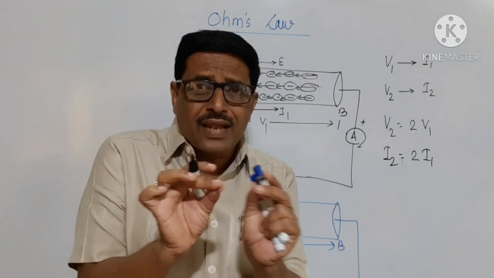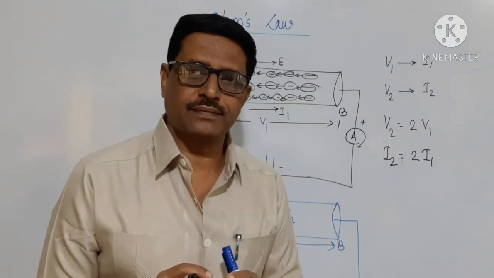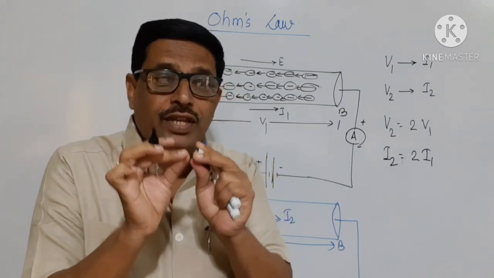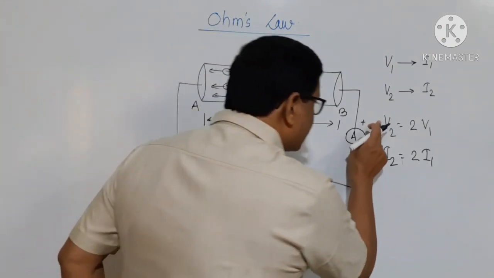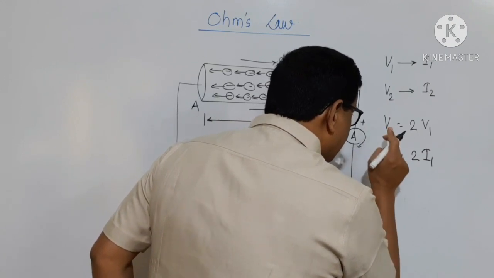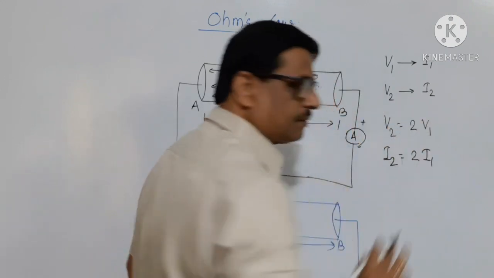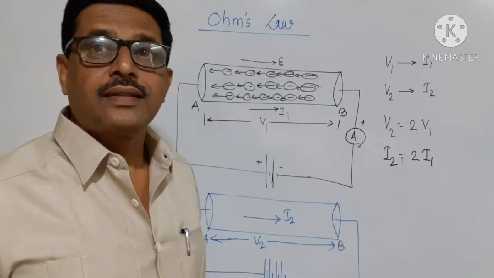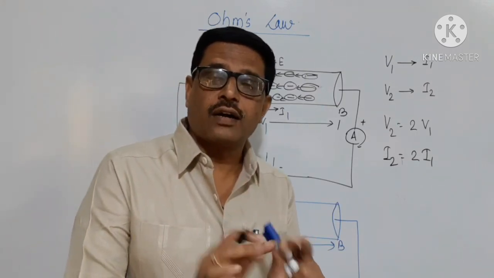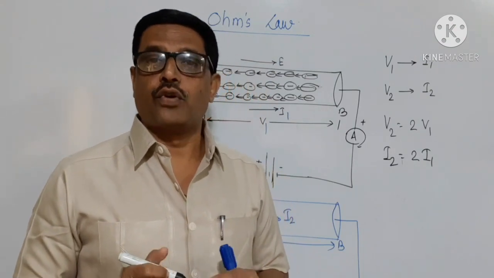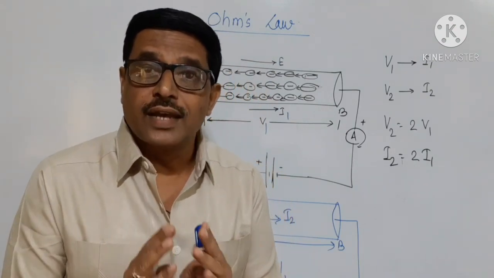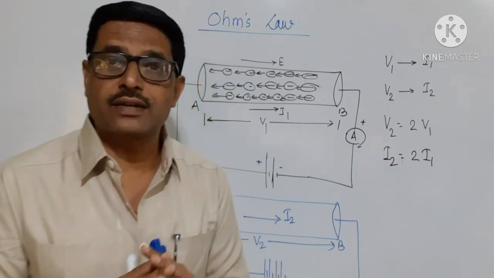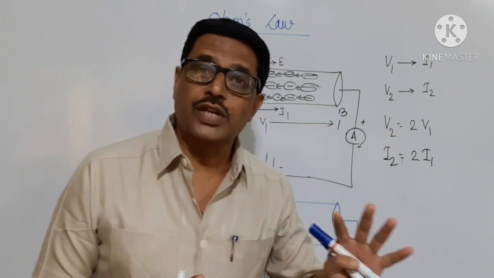With this simple experiment, what we are able to conclude here is that with increase in potential difference, there is increase in current. This is Ohm's law. Ohm's law gives the relation between the potential difference across the ends of the conductor and the current flowing through the conductor.